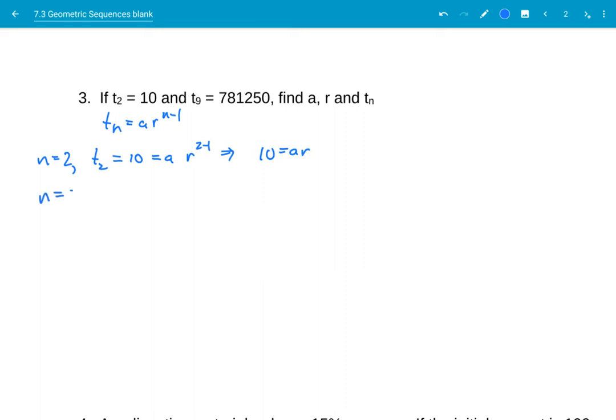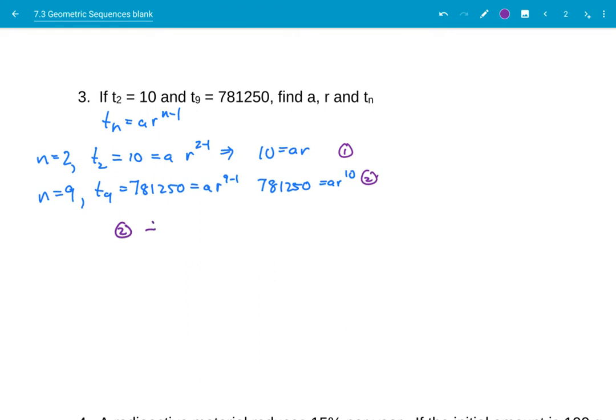When n is 9, we have T9 given as 781,250, which is a times r to the 9 minus 1, so a times r to the 8. We'll number the equations, equation 1 and 2. We'll take equation 2 and divide by equation 1. So we have 78,125 equals r to the 8, since the a over a reduces to 1.